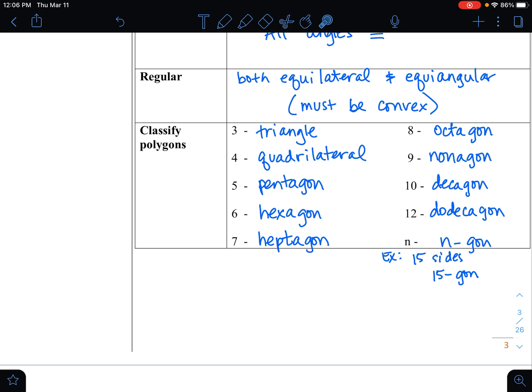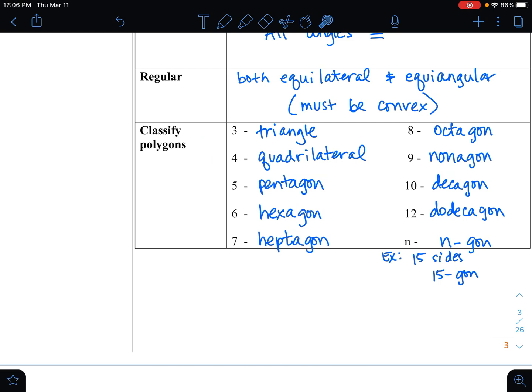Okay, regular is both equilateral and equiangular. Okay, so if a shape is regular, it has both characteristics. If it only is equilateral but not equiangular, we don't call it regular. Now, it must be convex. Okay, you can't have a concave shape, so a side that caves in, that's not regular because the angles won't be equal. Okay, here are some classifications.